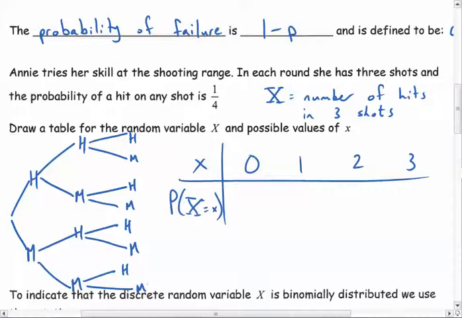The chance that she hits is 1/4. So the chance that she misses is 3/4. She is really bad.